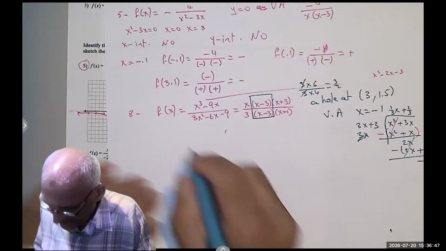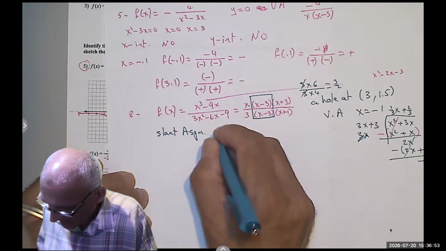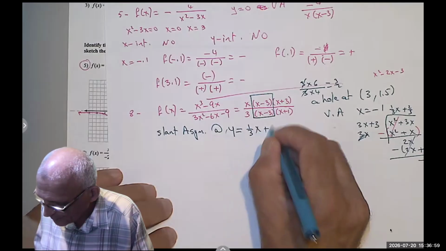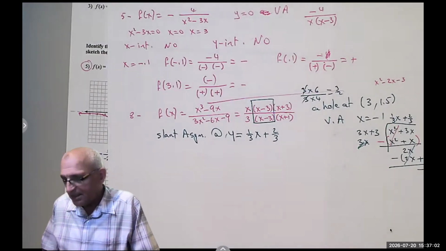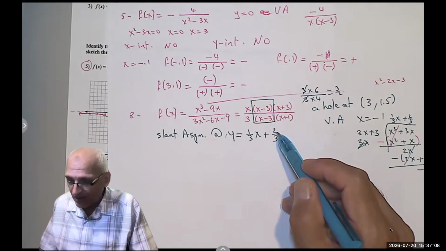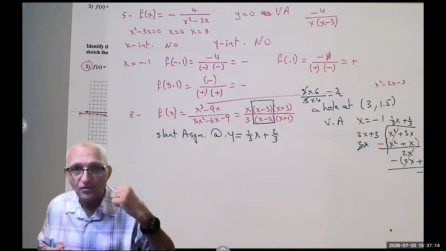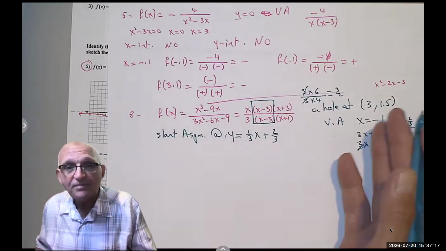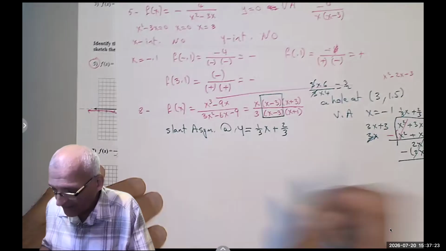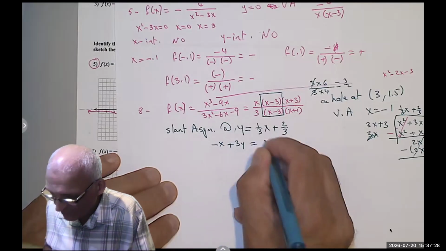I ignore it. I say slant asymptote at y equals 1/3 x plus 2/3. It's not easy to find where the 2/3 is and the 1/3. So in that case, I would recommend that you use what I taught you before to multiply this equation by 3 and put it in standard form, meaning the x and y on the left-hand side and the constant on the right. So if I multiply by 3 and move the x, I get -x plus 3y equals 2, right?